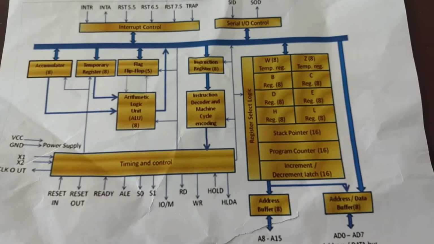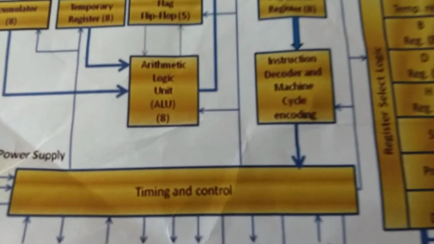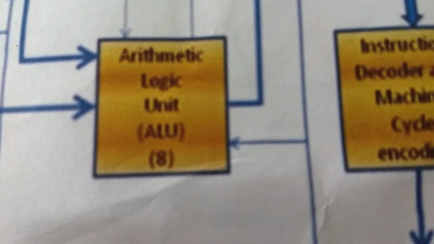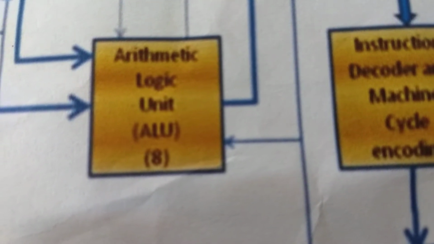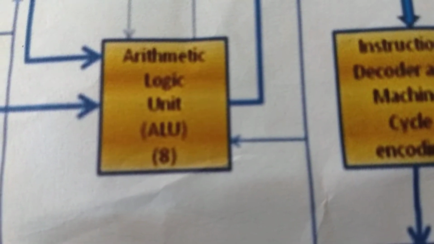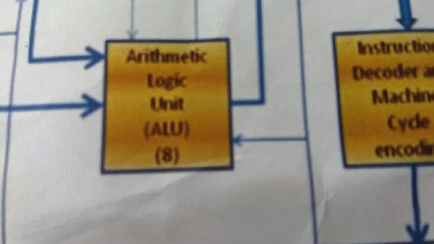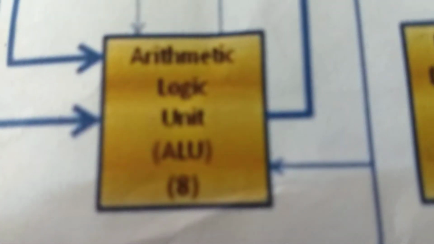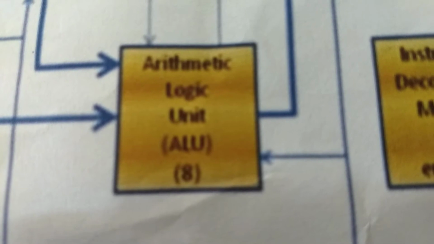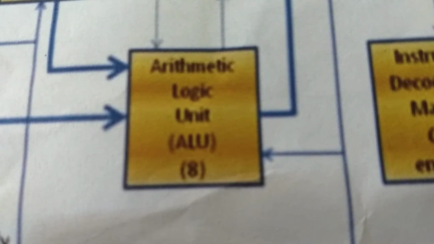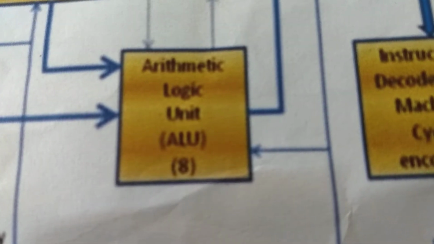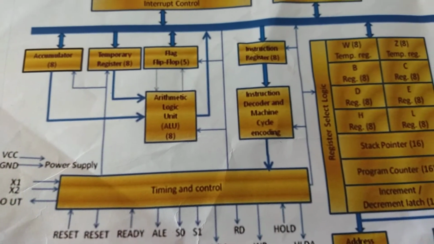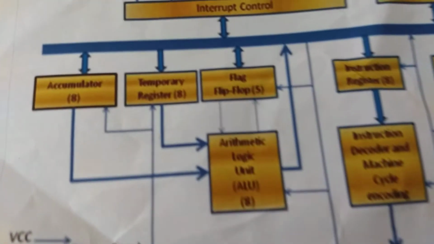So first of all we will talk about the ALU unit, which is the most important part of the architecture. ALU means arithmetic and logic unit, so we can perform any arithmetical and logical operation in the microprocessor 8085, and we can work on 8-bit data. That's why there is an 8 written in the bracket. It indicates that the maximum capacity of the 8085 architecture is that it can work on 8-bit data. So this is the main unit. Next, I will introduce you to the others one by one.